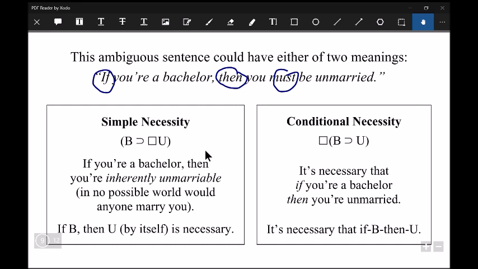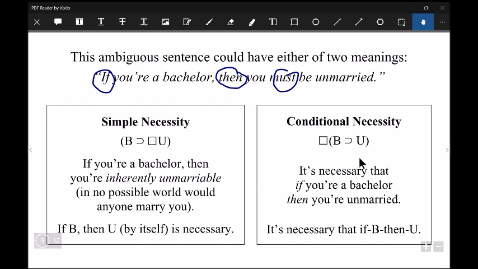Yeah. This is kind of insulting if you say this of a person. If you're a bachelor, then you're inherently unmarriable. No possible world would anyone marry you. So if B, then U by itself is necessary.